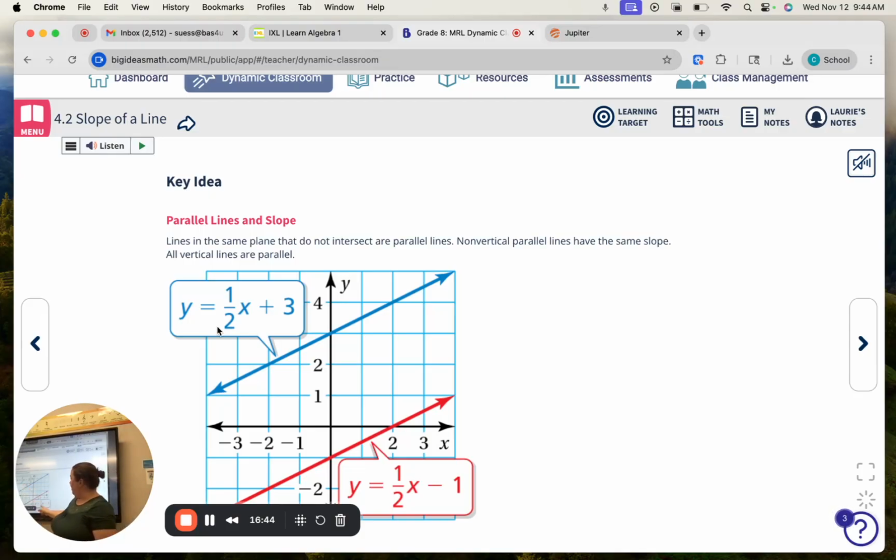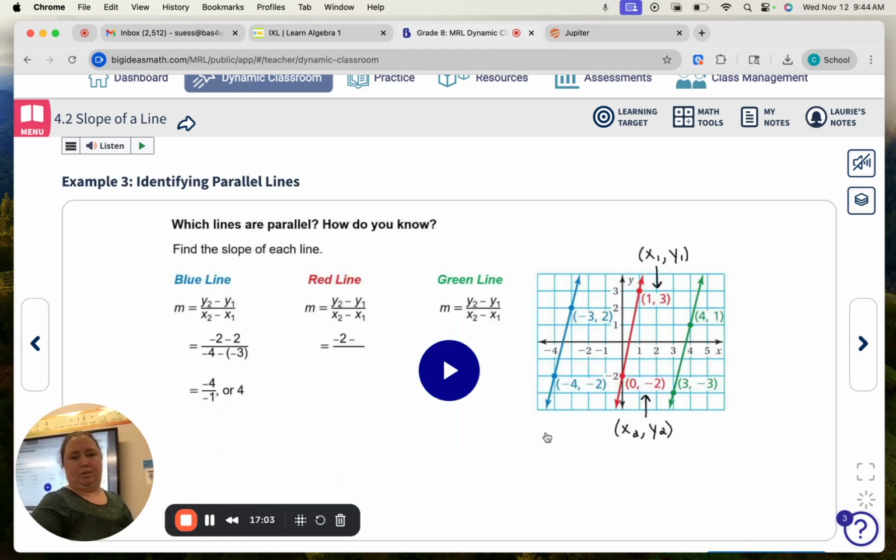If I have 2 lines written mathematically and they have the same slope and the same y-intercept, what kind of line are they? Parallel? Nope. They have the same y-intercept. They're identical. They have a line on top of a line. It was just kind of a trick question.